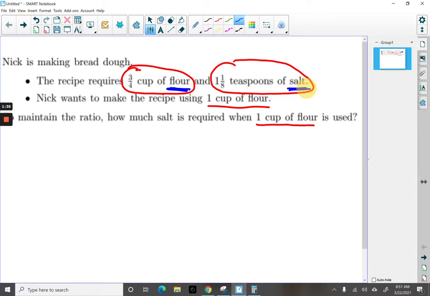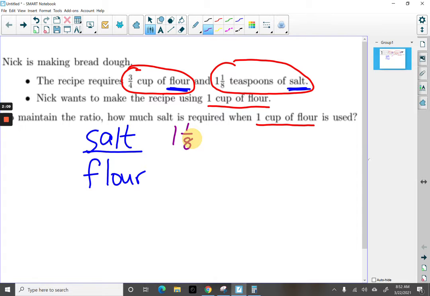If I am trying to find 1 cup of flour here, I want to make sure flour is in my denominator when I am solving this problem. And I want to know salt compared to flour. So I'm literally going to just say salt divided by flour, and that should give me my answer. So let's take a look. How much salt do we have? We have 1 1/8. Very important.